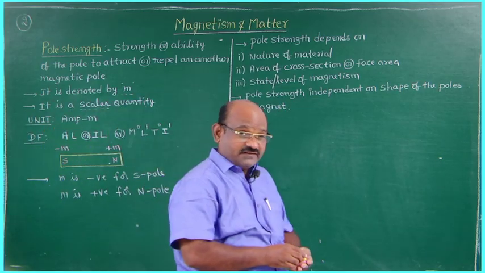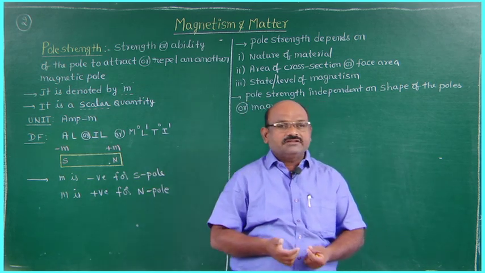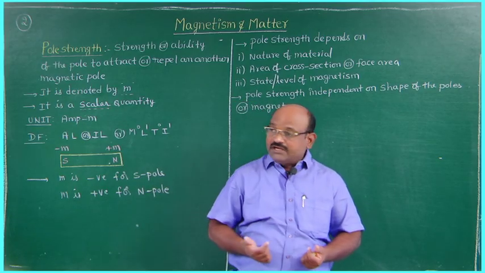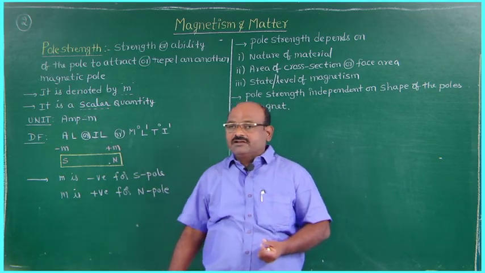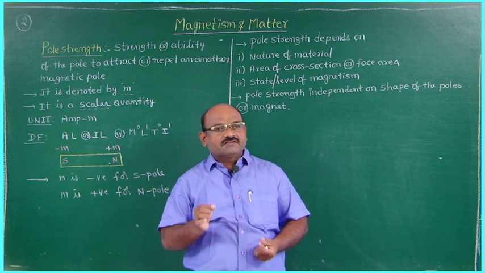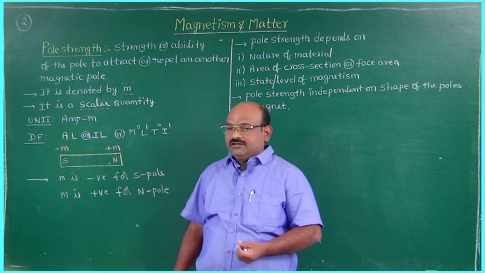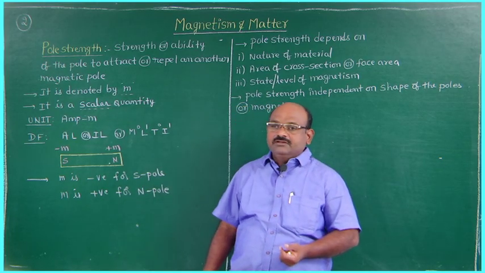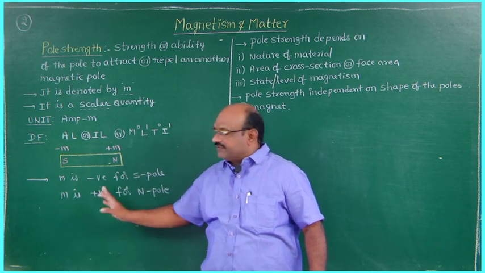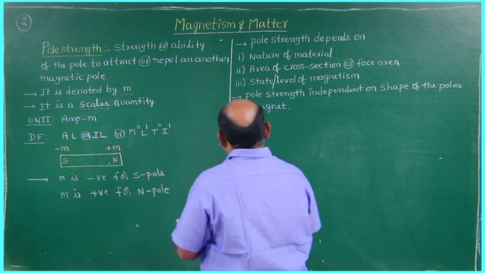Today our session started with a new definition, pole strength. Pole strength is the ability, the strength or power of the pole to attract or repel another magnetic pole. Denoted by the symbol small m, it is a scalar quantity, and its unit is ampere meter. I gave the dimensional formula. Pole strength is positive for the north pole and negative for the south pole, as shown in the figure. Keep those lines in mind.